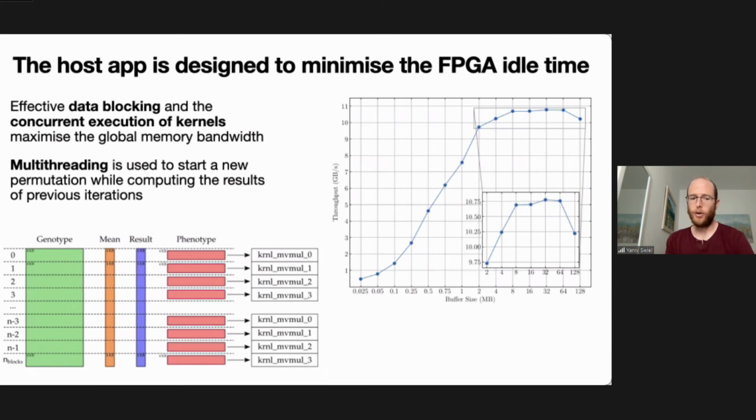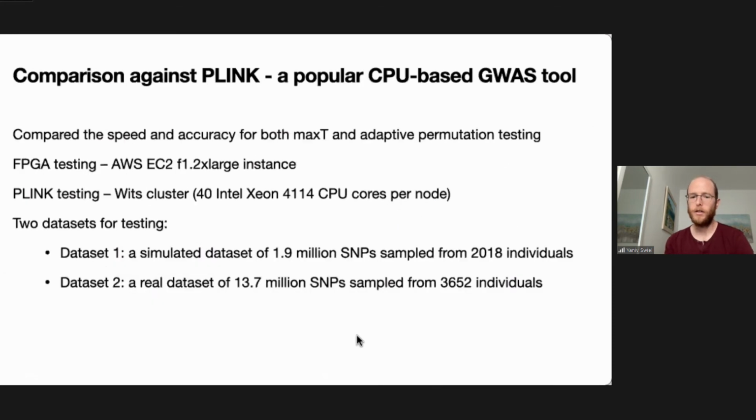The host application also uses multi-threading to start a new permutation while the results of previous permutations are being processed, to further reduce the idle time of the FPGA hardware. We compared the performance of the FPGA accelerated algorithms to Plink, which is a popular CPU-based GWAS tool that implements both MaxT and adaptive permutation testing.